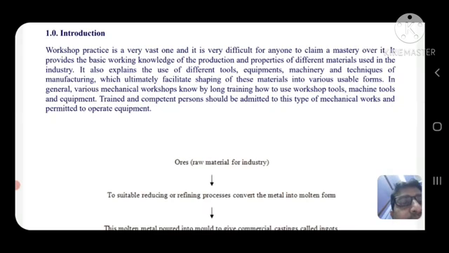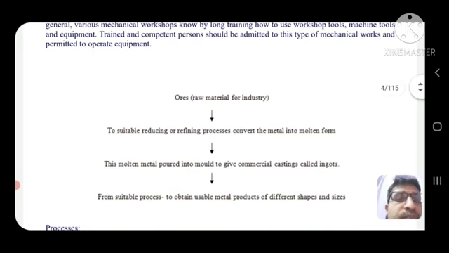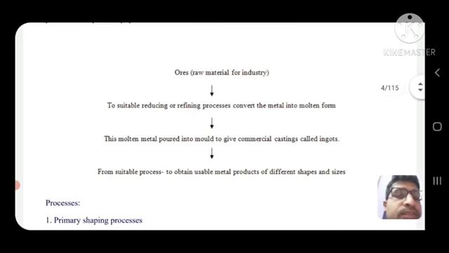Ores, that is the raw material for industry. Another one is a suitable reducing and refining process to convert the metal into molten form. This molten metal is poured into a mold to give commercial castings called ingots. From these, by suitable processes, usable metal products of different shapes and sizes are obtained.